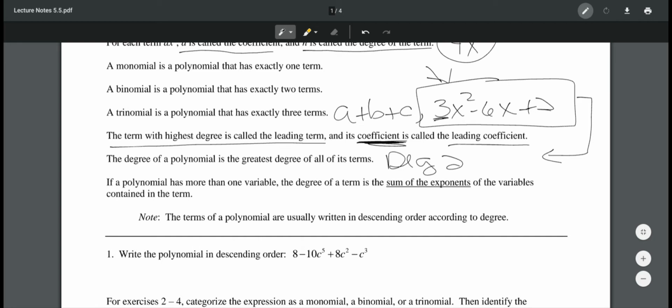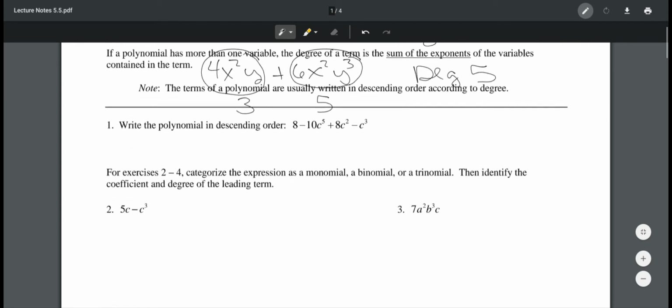Now, if a polynomial has more than one variable, the degree is the sum of the exponents. So like if we had 4x squared y plus 6x squared y to the third, the degree would be 5. Because if I add these two exponents together, I get 3. And if I add these two exponents on the variables, I get 5. The larger value is 5, so the degree of that polynomial would be 5.